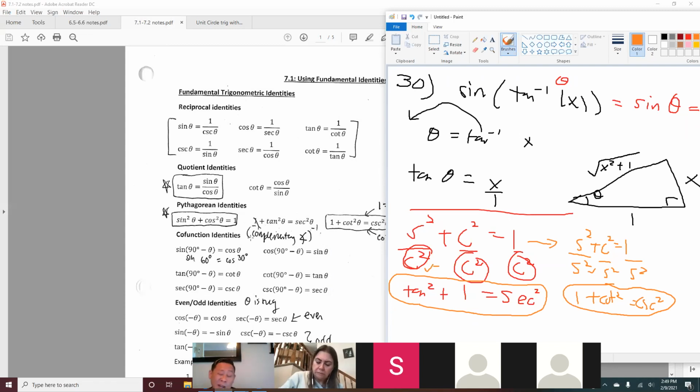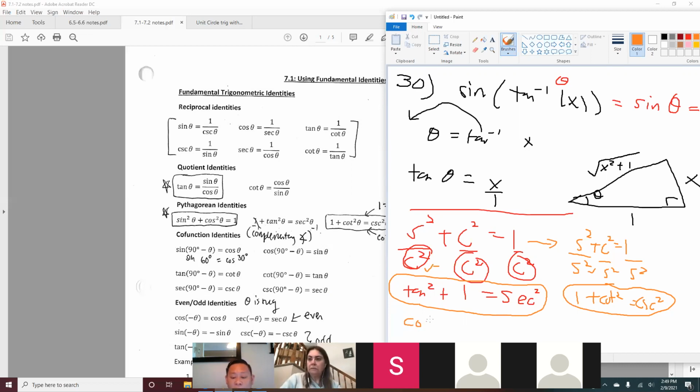Co-functions. Co-function is what you guys did before in 7.3. When you have co-functions, the addition of the two angles has to be 90 degrees. For example, sine and cosine are co-functions. So sine 60 is the same thing as cosine 30. That means if you add these two angles together, they will be complementary, meaning 90 degrees. Tangent and cotangent are co-functions. Secant and cosecant are co-functions.